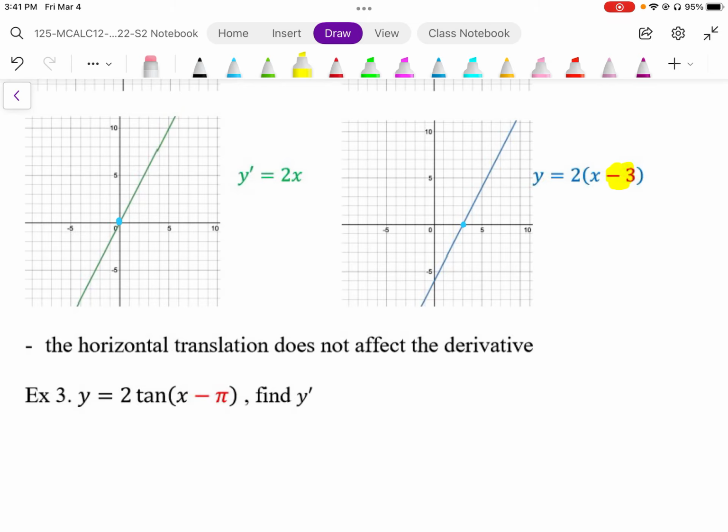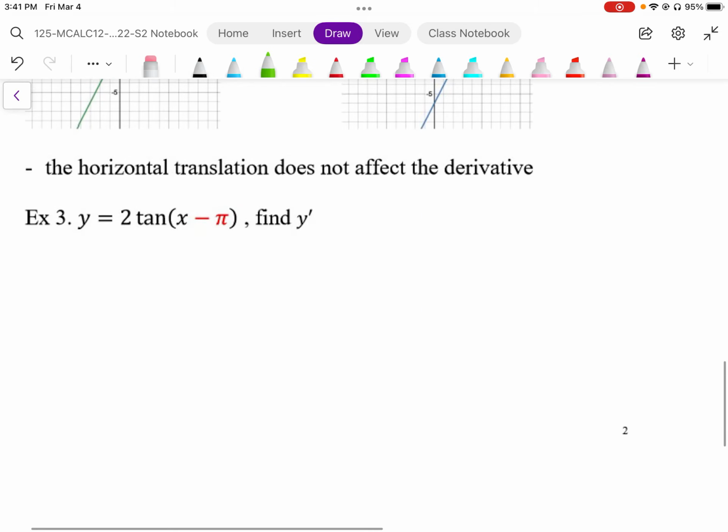So here is an example. y equals 2 tan of x minus pi. If I want to differentiate this, the 2 on the outside has no effect on the derivative. I differentiate the tan, that becomes secant squared. And if there's a horizontal shift, as long as I just keep that horizontal shift, I don't need to do anything else. I know that the derivative is going to have the same function, secant squared, but the slopes are going to be different by a shift of minus, or in this case, plus pi.